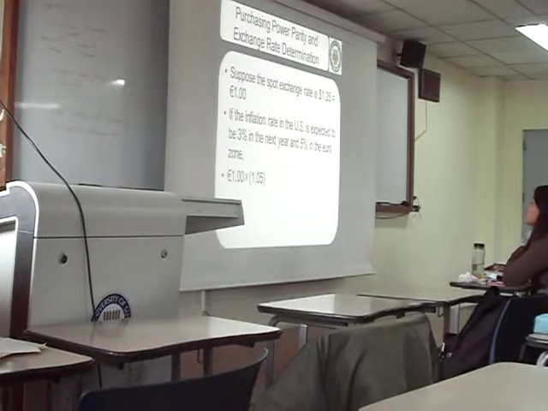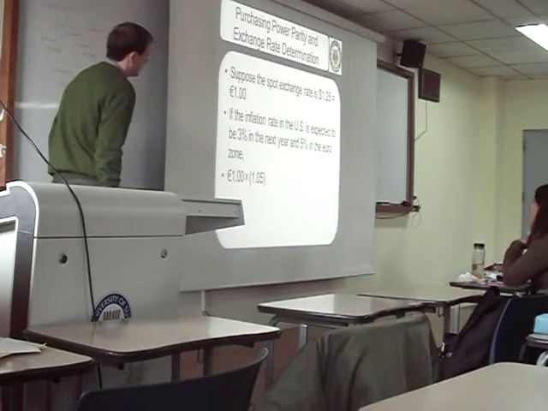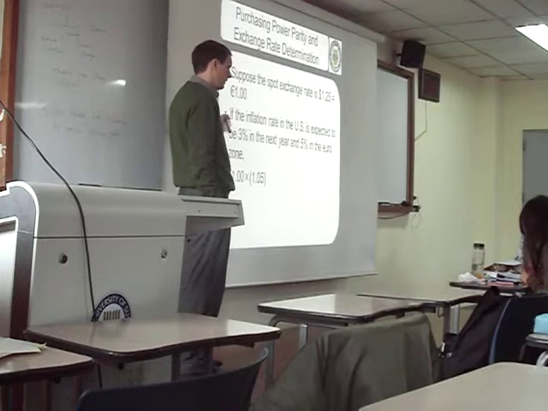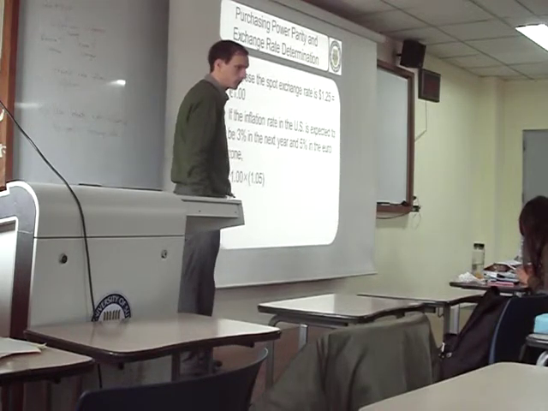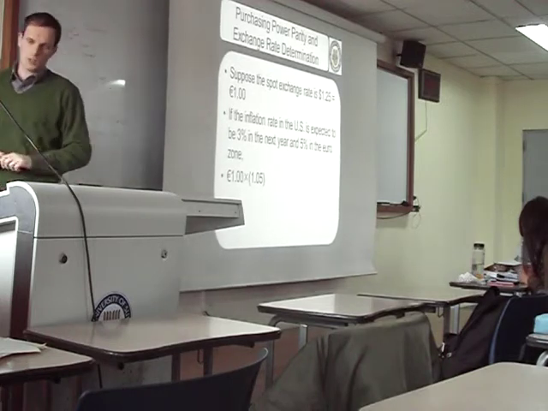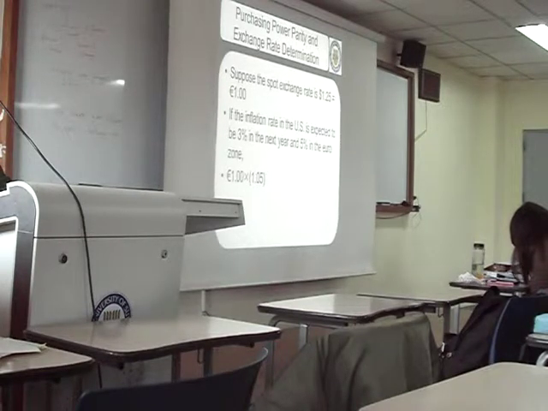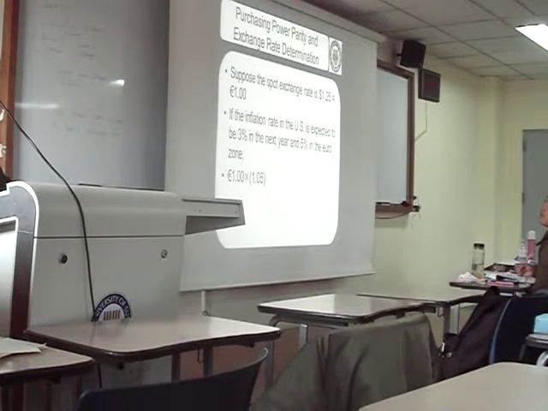Suppose the exchange rate is $1.25 to 1 euro. Inflation in the US is expected to be 3% in the next year, and it's going to be 5% in the Eurozone. So which currency is going to get stronger? Which currency will get weaker? The euro. Why? Inflation is higher in Europe. Does everybody understand? Purchasing power is going to get less in Europe because inflation is higher. I can get less things for my money. My purchasing power is going down.